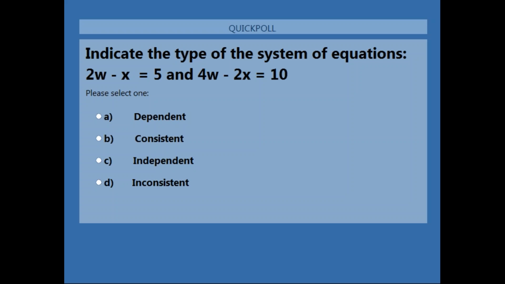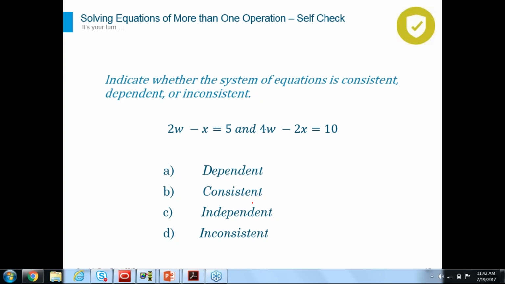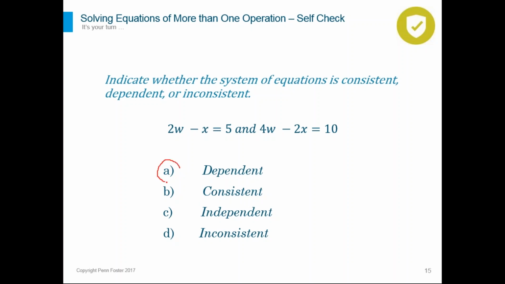Okay, let me share my answer. Actually, the system that we are dealing with is a dependent system. It is a dependent system. If you start working on the solution, you will find out that 0 equals to 0 is part of our solution. That will tell you that this system is a dependent system. Those two equations actually are the same. They are equivalent.